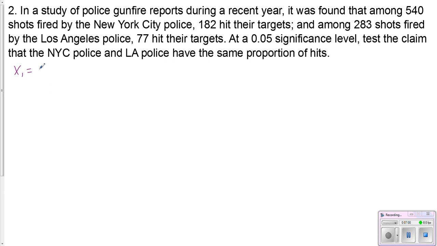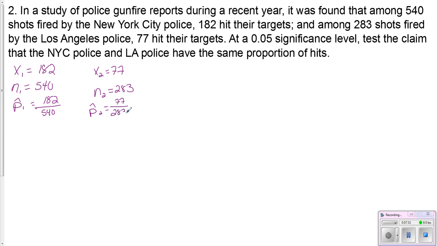X1 is 182 hits, and N1 is of those 540 that the New York City police had shot. That means that our sample proportion is equal to 182 over 540. Similarly, X2 is 77 hits out of a total of 283 shots fired, and the sample proportion there is 77 over 283. So again, test at a 0.05 significance level. Go ahead and set up your null and alternative hypothesis.